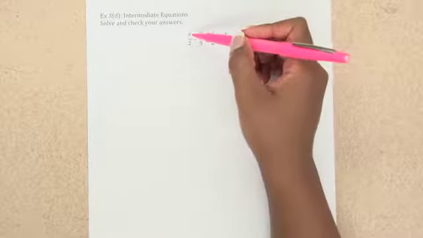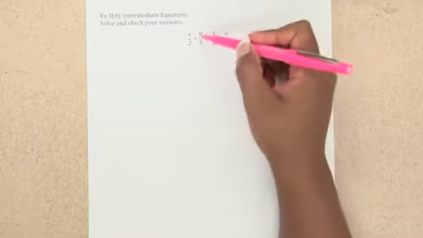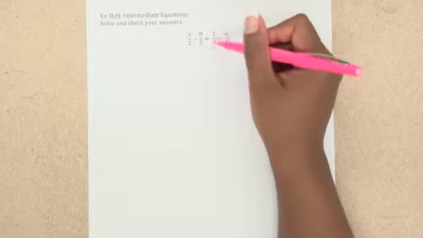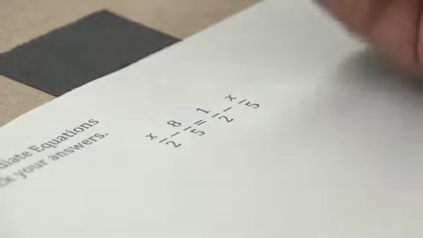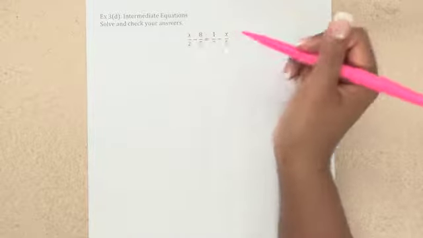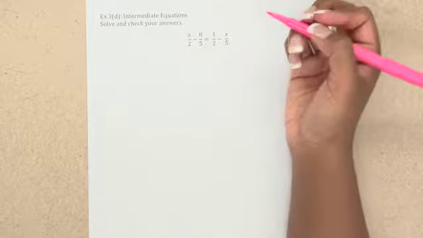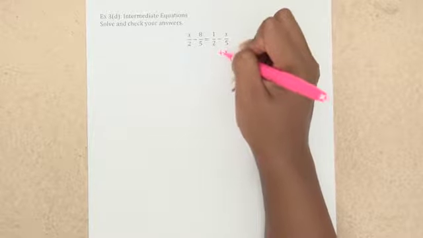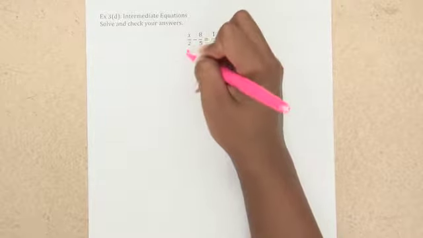Okay, so now we're going to solve intermediate equations. We're going to take example 3, problem D, and we're going to solve and check our answer. We're given x divided by 2 minus 8 over 5 should be equal to 1 over 2 minus x over 5. And we want to figure out what x has to be in order to make this equation true. Again, we want to isolate everything with x's on one side and everything without x's on the other side. So let's add x over 5 to both sides.